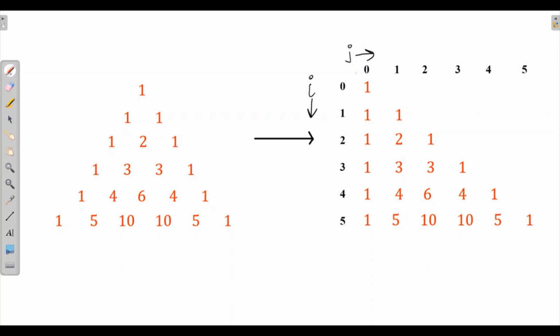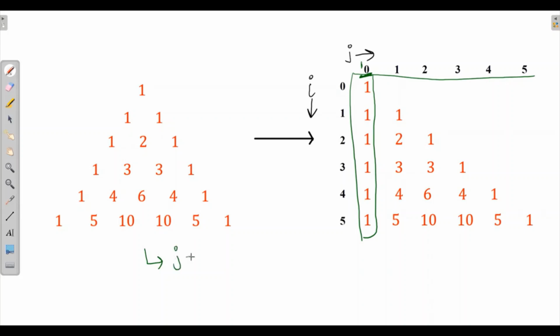With this, if we see this series of numbers carefully, here you can see whenever this J is equal to 0, we have all the ones. So I can write the algo just by seeing these series of numbers. Whenever J is equal to 0, we will have all the ones. This is our first algorithm.